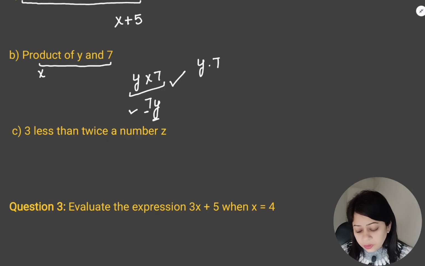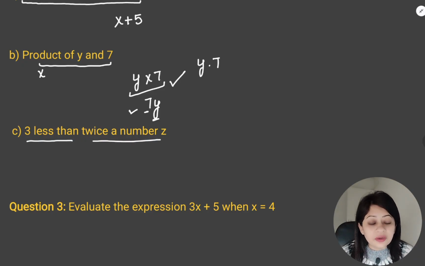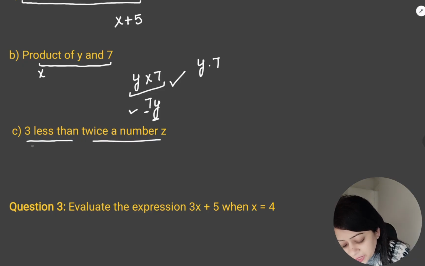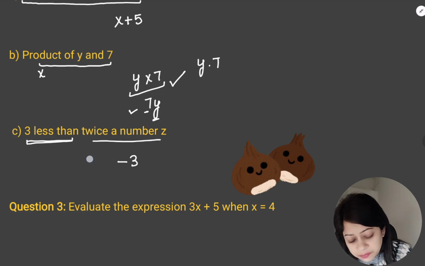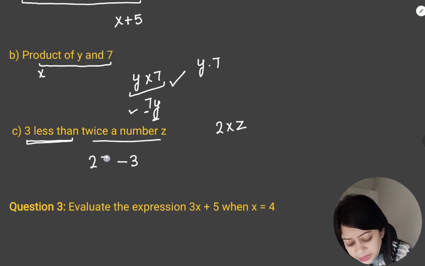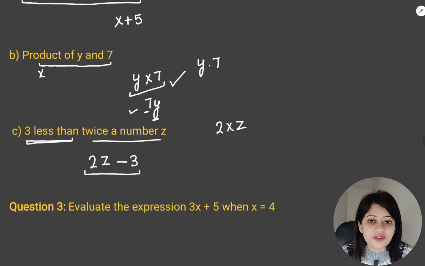Okay. Here we have C part. 3 less than twice a number z. Okay. 3 less than, that means you will subtract 3, right? From what? Twice a number z. Twice means 2 times z. So 2z minus 3. Are you getting it? 3 less than 2 times z. Okay. If you are understanding, do tell me in the comment section.